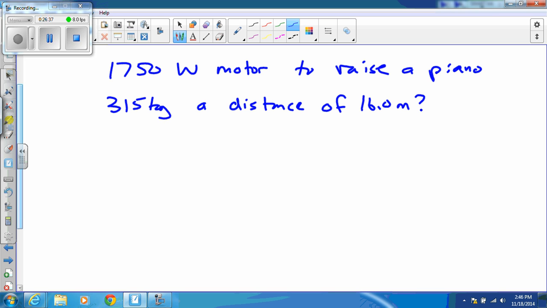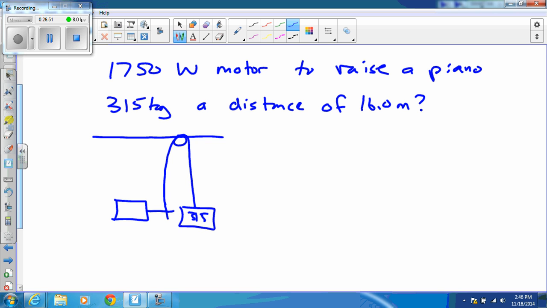Now, to solve this problem, we don't necessarily need this, but I want to draw a picture so we can see what's going on. Here is my motor with a rope around it. We're going to have some pulley up here. The rope goes over. And here's my piano, 315 kilograms. And the wattage of the motor tells me how fast energy can be delivered, right? It's the rate of transfer of energy. So as this motor runs at 1750 watts, every second it's going to add 1750 joules of potential energy to the piano. In other words, it's going to raise it by a certain amount.